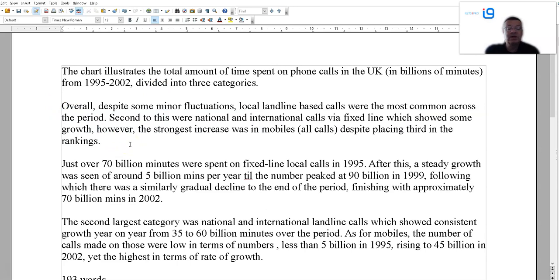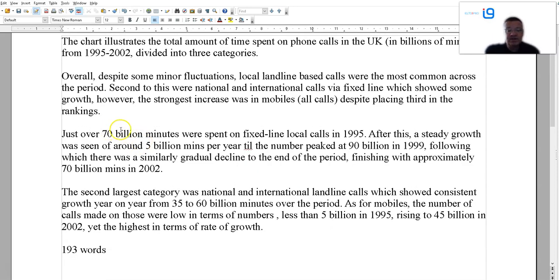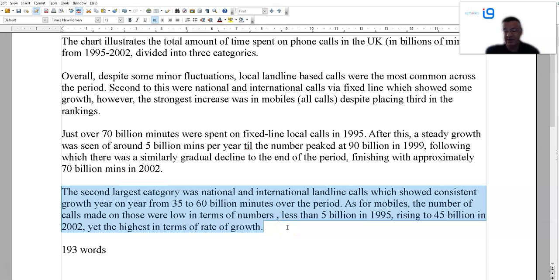Overall, despite some minor fluctuations, landline most common. Second, national international calls, fixed line, show some growth. The strongest increase in mobiles, despite placing third in the rankings in terms of numbers. Okay, so now figures and details. Just over 70 billion minutes were spent. After this, 5 billion, peaked at 99. Okay, so the biggest comes first, then the second and the third.